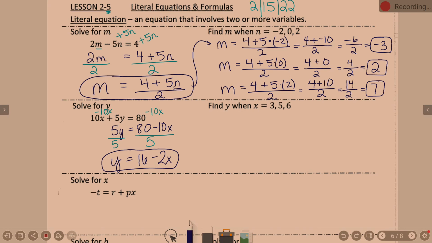Can you do it? Calculator's a good thing. Okay, find y. y equals 16 minus 2 times x. What's the first x I'm putting in? The 3. Okay. Be smart. What's Aunt Sally going to tell you to do? Does she want you to subtract or multiply? Multiply. 2 times 3, which is 6.